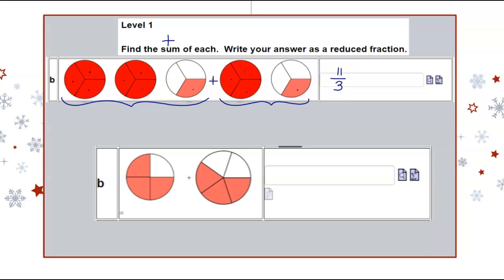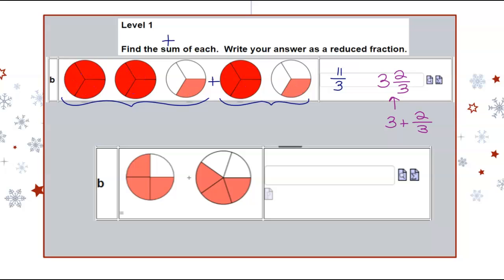We also could have looked at it as 1 whole plus 1 whole plus 1 whole is 3 wholes, and then I have 1, 2 out of 3 pieces more. Either answer would work, but for this 3 and 2/3, you need to put a plus in there so that you're saying 3 wholes plus 2/3 more. So 3 and 2/3 that way.